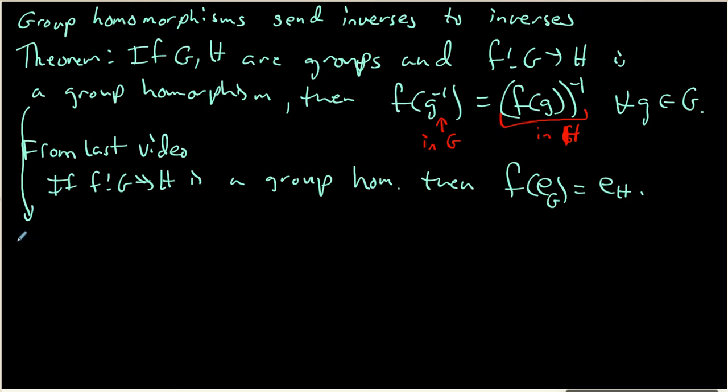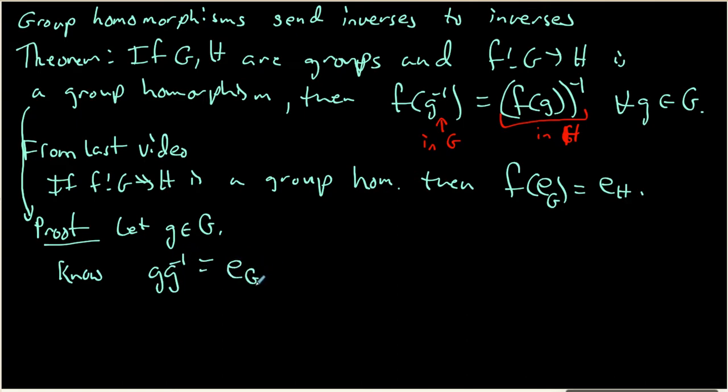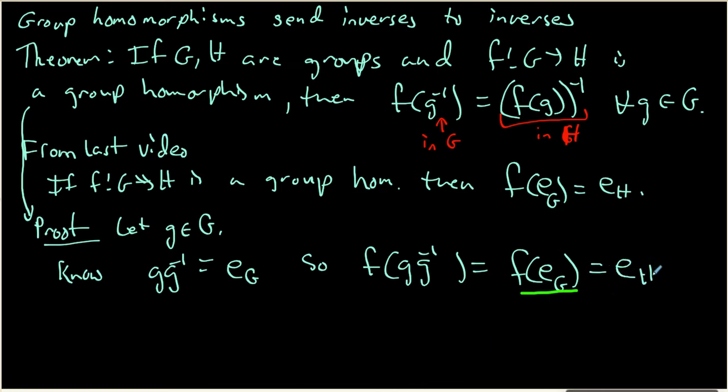So the proof of our main theorem: we're going to let g be any arbitrary element of capital G. And so what we know is that g times g inverse is equal to the identity inside capital G. And so what that says is that f of g times g inverse is equal to f of e sub capital G. But in that last video, we wound up showing that this particular thing is known to be e sub capital H.